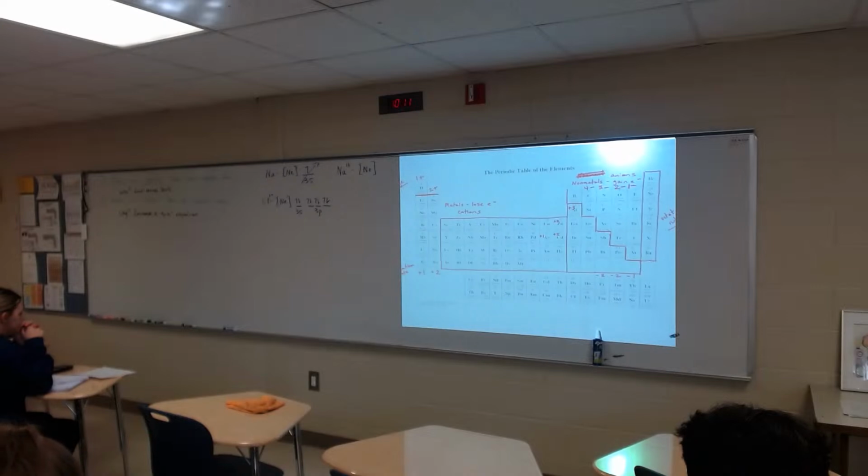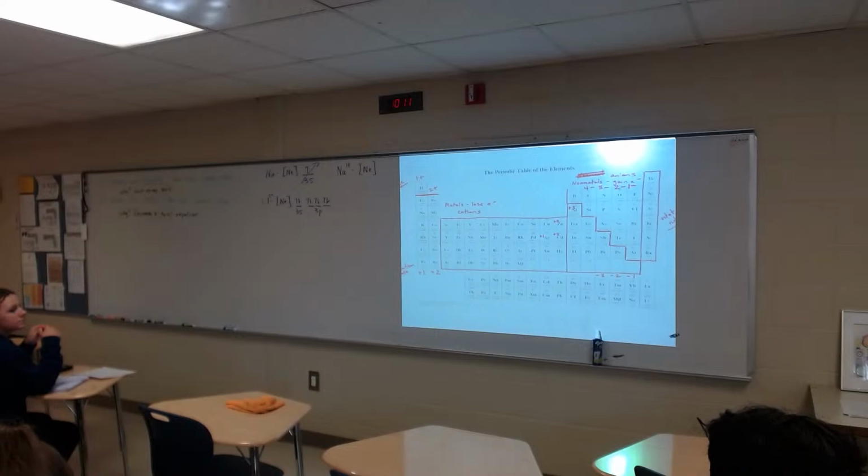Number 5, which of the following has the largest ionization energy? And the 4 choices come from the same group. You're picking from 4 atoms in the same group. Number 6, which of the following has the smallest ionization energy? And you're picking 4 atoms from the same period. Which of the following atoms is the smallest? These 4 are in the same period.